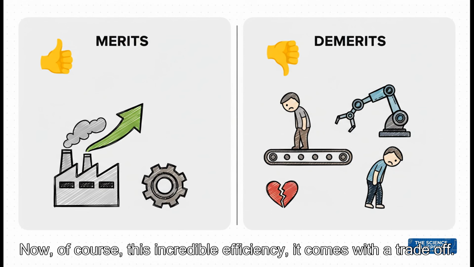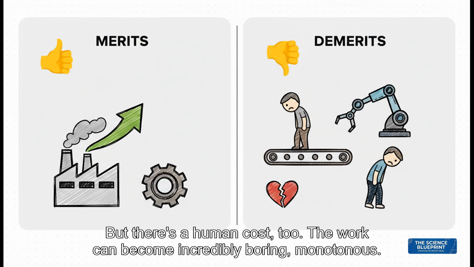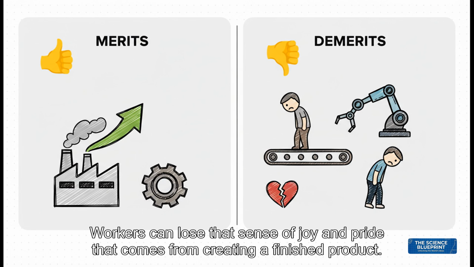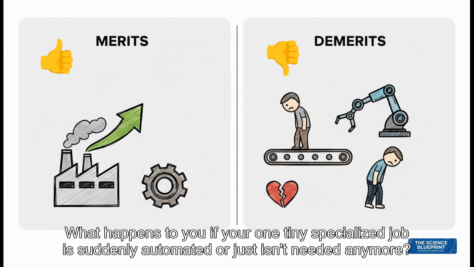Now, of course, this incredible efficiency comes with a trade-off. The good stuff is obvious. Production just skyrockets, everything gets more efficient. But there's a human cost too. The work can become incredibly boring, monotonous. Workers can lose that sense of joy and pride that comes from creating a finished product. And it also introduces a serious risk. What happens to you if your one tiny specialized job is suddenly automated or just isn't needed anymore?